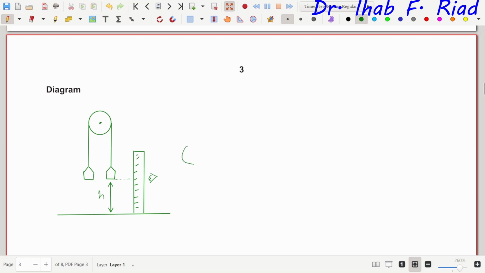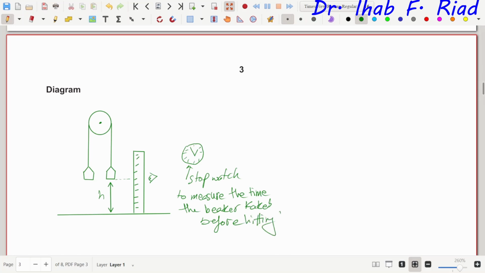Then we have a stopwatch to measure the time the beaker takes before hitting the surface.